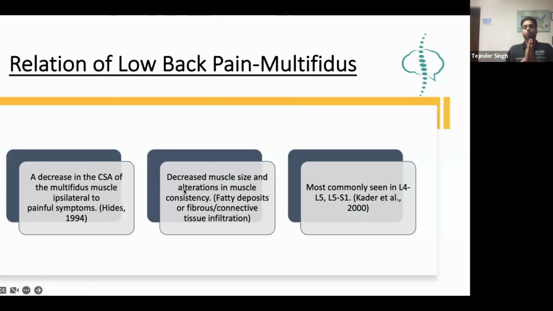So what happens is, if I have to show you here, this is the right L4, L5 facet. If you have a facet dysfunction or a facet arthropathy, the muscle of the same segment, L4, L5, on the same side will just inhibit. We're going to talk about the assessment of multifidus individually.